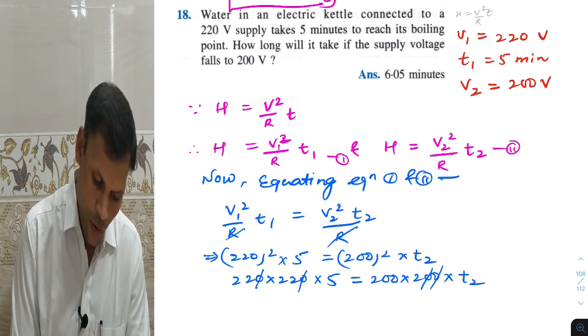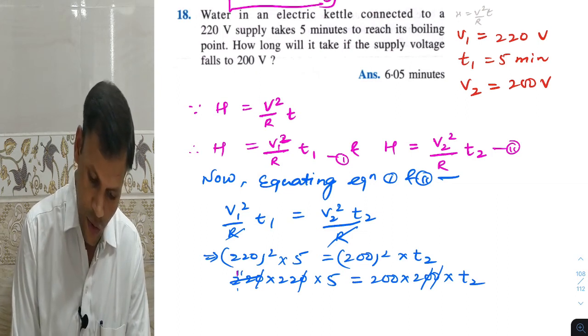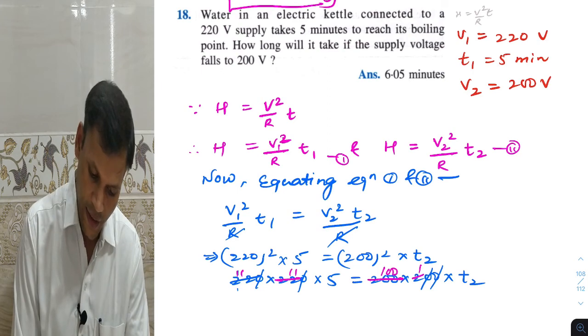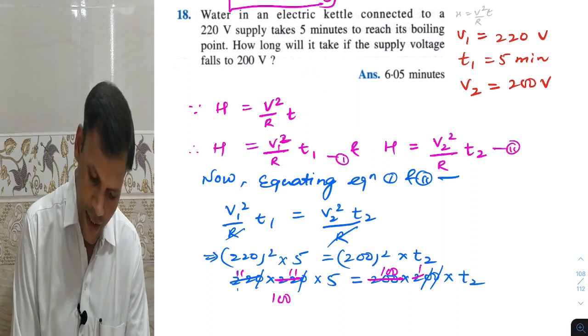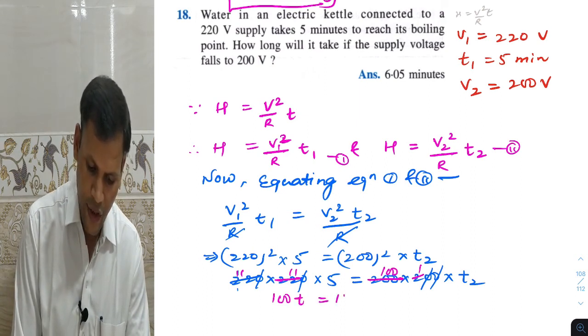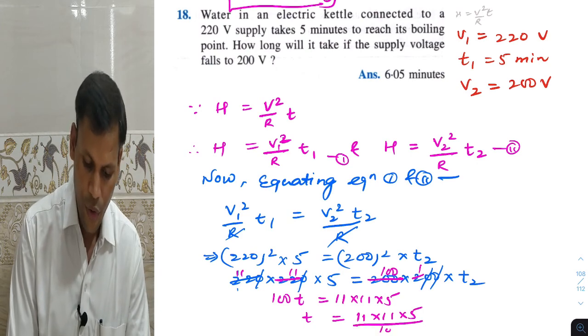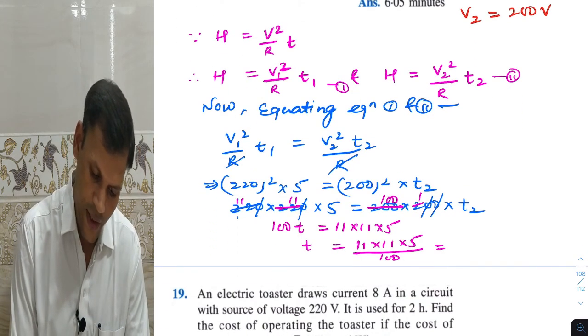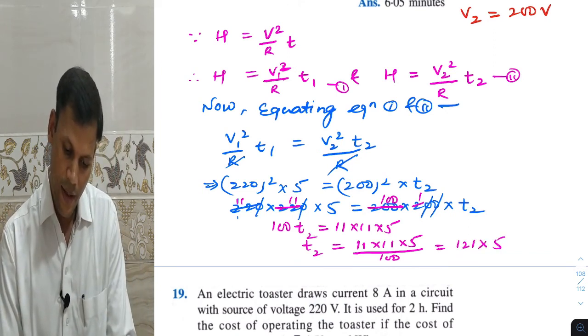We are cancelling 2 11s and 2 11s times 2 ones, so we are getting 100 T2 is equal to 11 into 11 into 5. So T2 will be 11 into 11 into 5 by 100, that is 121 into 5 by 100.